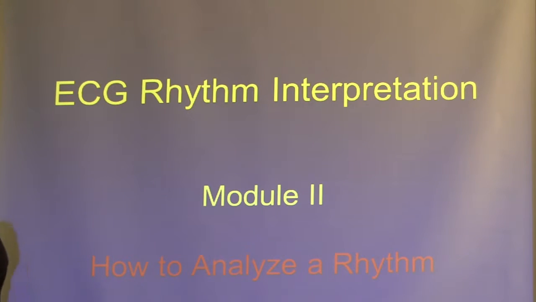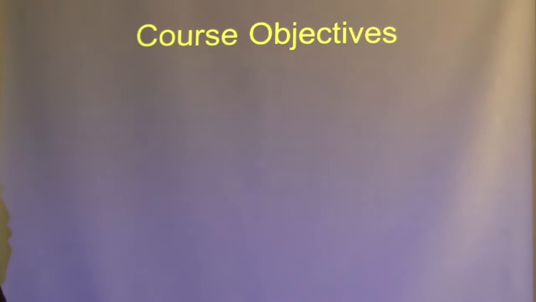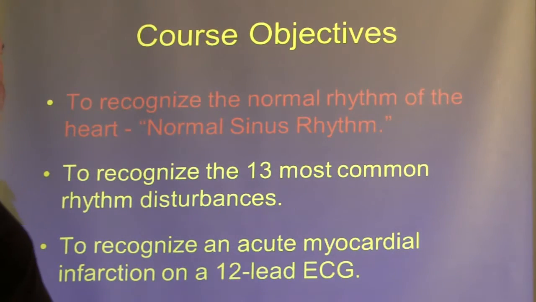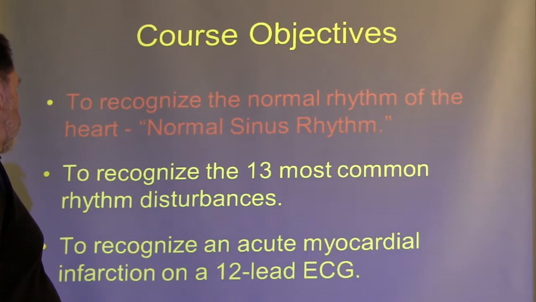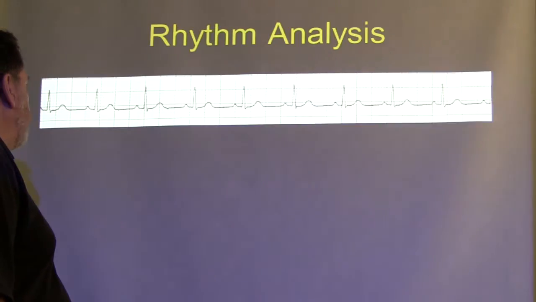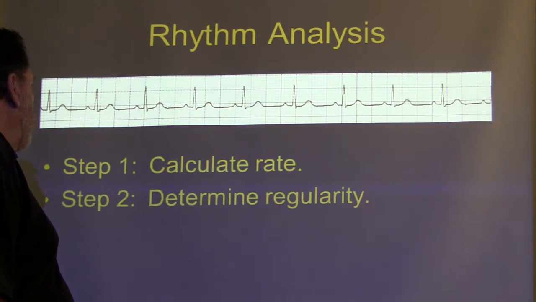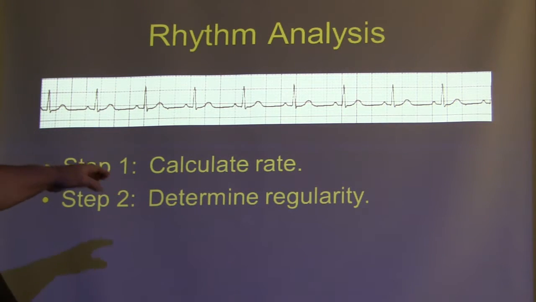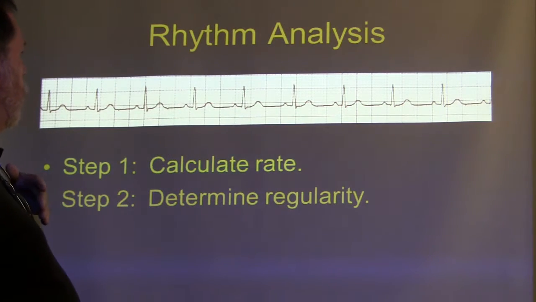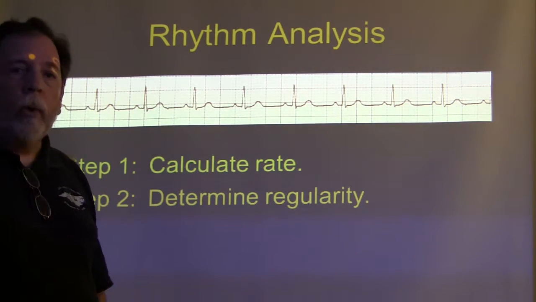The next thing we're going to talk about is how to analyze an ECG. And it's actually a 5-step process. I want you to understand these 5 steps. The first one is we calculate rate. How many times per minute does the heart beat? And then the second thing we do is determine regularity.